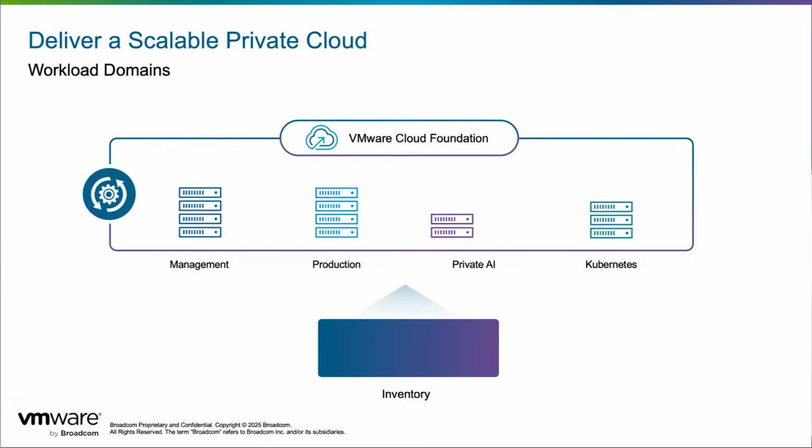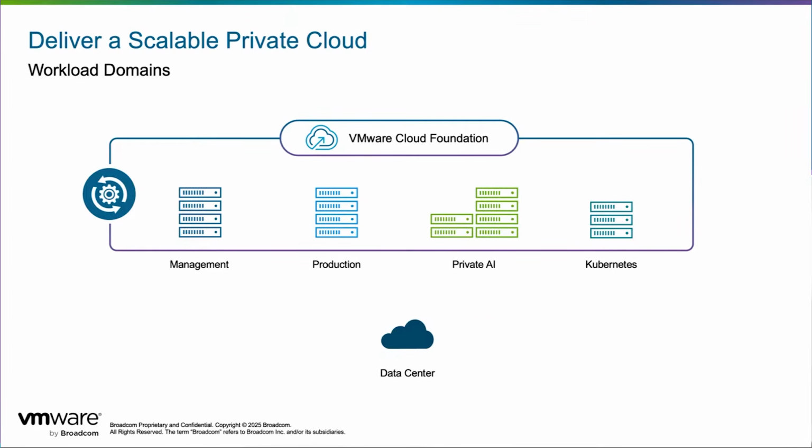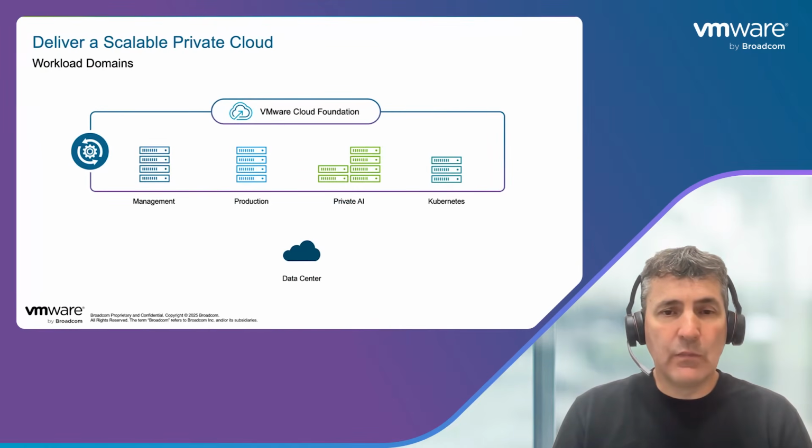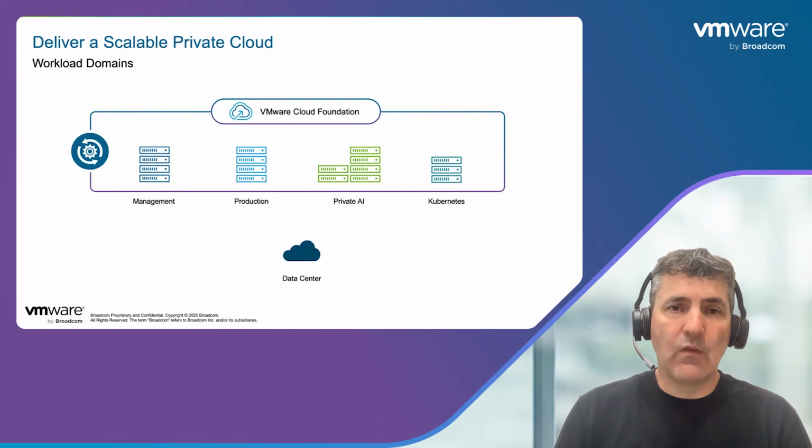So what I can do is go back to my data center where I can provision some more resources and put those in the inventory. And then I can go in and use the automation to expand that private AI workload domain by adding hosts to that existing cluster. So this is just a quick example to underscore this concept of a workload domain and how we can provision workload domains.